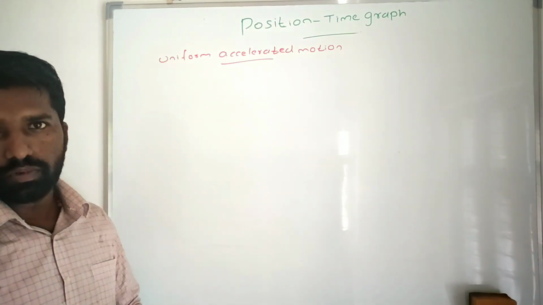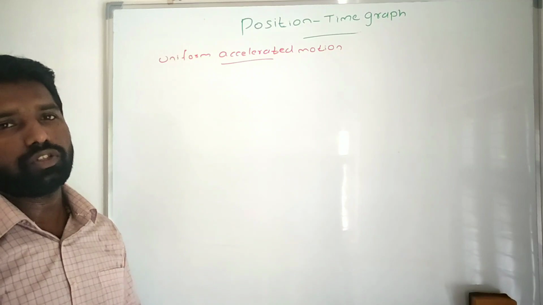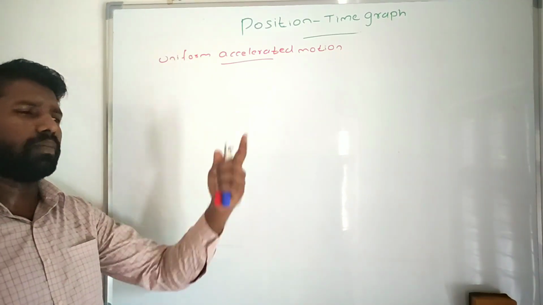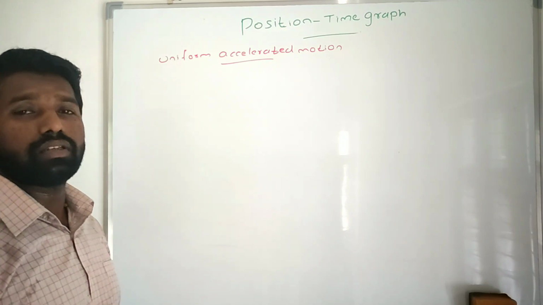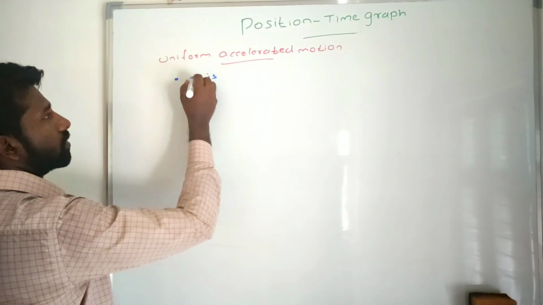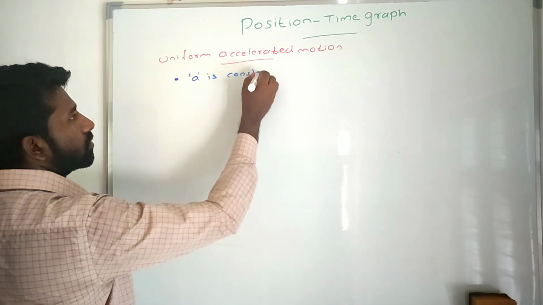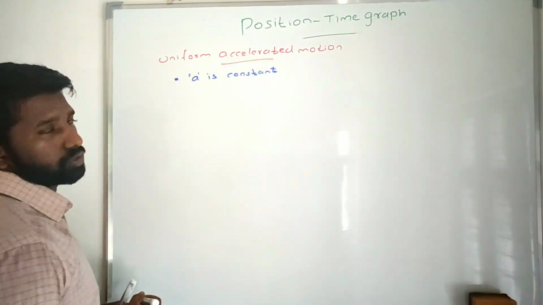Uniform accelerated motion. For uniform accelerated motion, the position-time graph is to be used. What is meant by uniform accelerated motion? In uniform accelerated motion, the acceleration is constant. A is constant. How can we represent it?